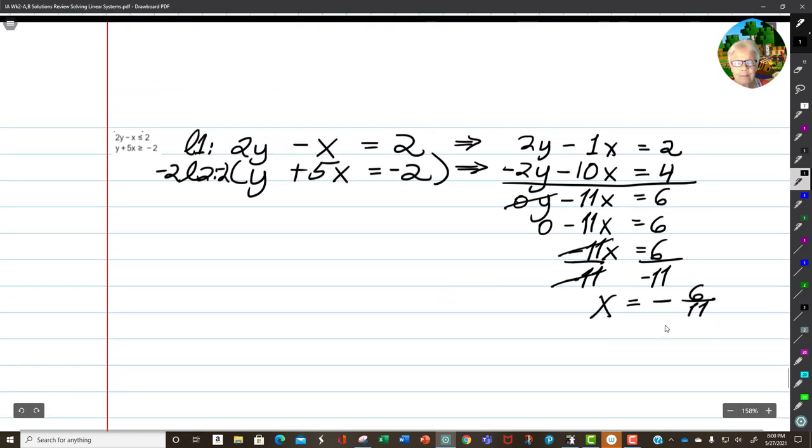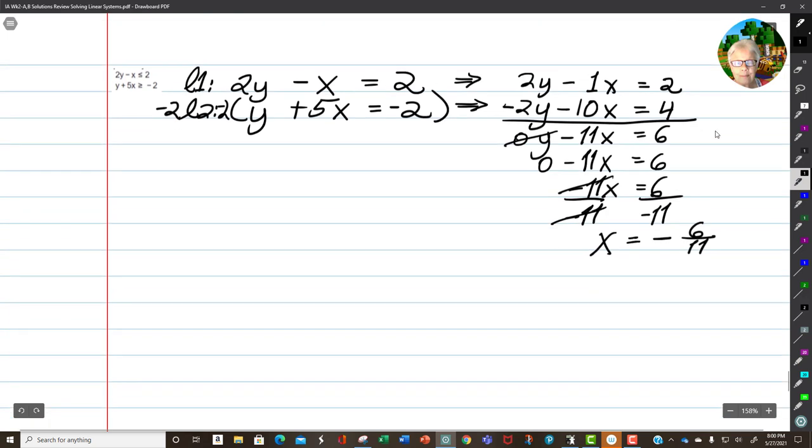Now, I could take a look at that answer. Is that a pretty answer? No, it's not. So I really am not looking forward to having to take negative 6/11 and put it in for one of those x's. So you know what we can do? We can use elimination again and eliminate the other letter. What we did before, up here, we eliminated y. Now I propose to eliminate x.